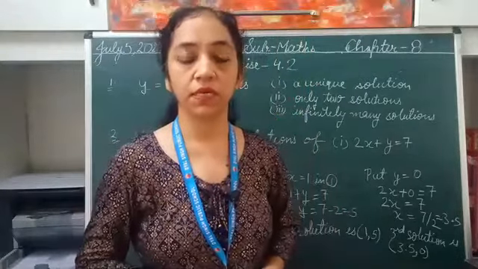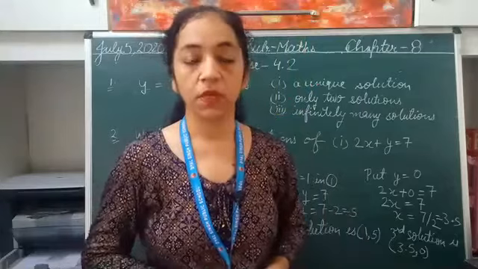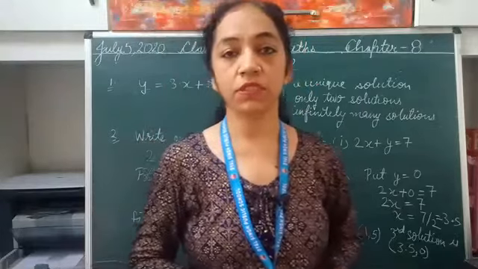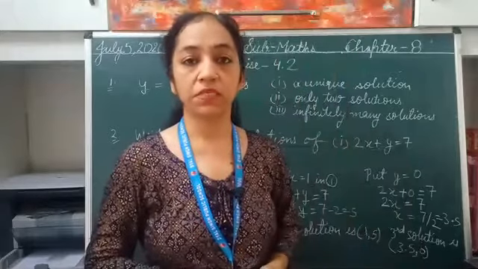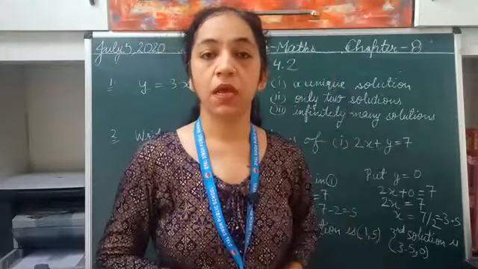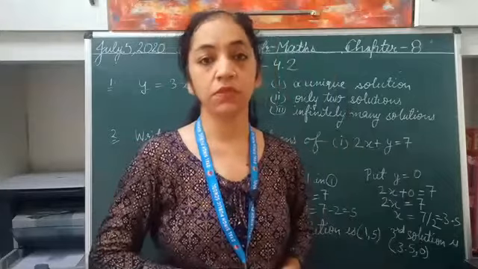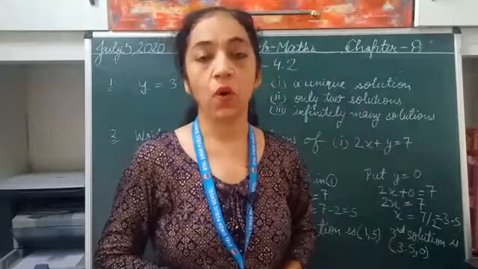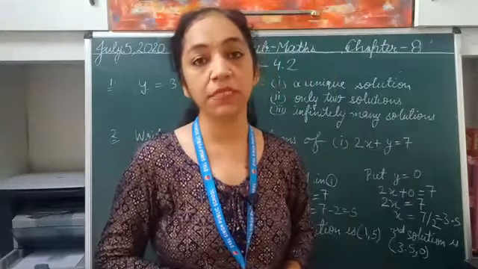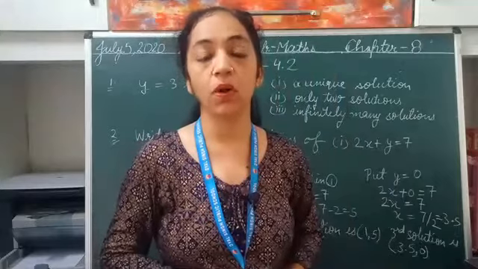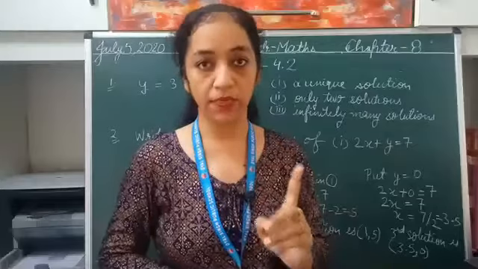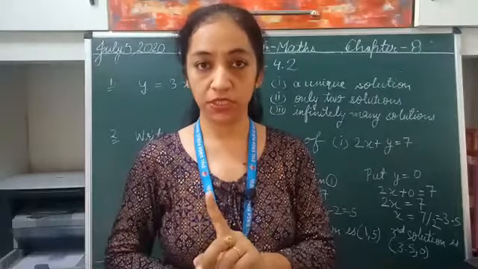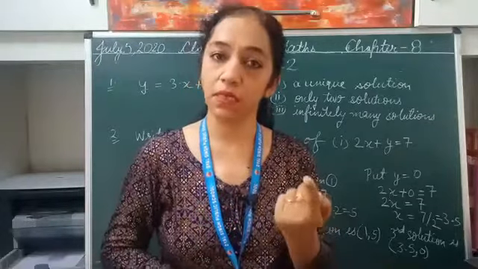Today we have to start exercise 4.2, chapter 4, linear equations in two variables. In our previous class, we studied linear equations, meaning an equation through which we can draw a line, or we can say a linear equation means the maximum power or the degree of any term is 1. The degree of the polynomial equation is 1.